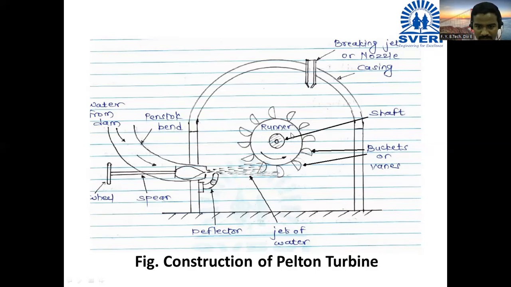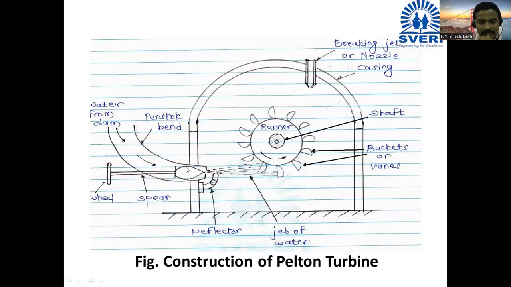In the construction details, an important part is the runner, over which turbine blades are placed. These are the buckets we can call. Then there's a braking jet through which water is flowing over the bucket or the backside of the bucket. Then there is a deflector, which is used for deflecting the water. Suppose you want to stop the turbine, to stop the rotation of the runner, you can divert the flow. If you want to divert the jet of water, you can use the deflector.